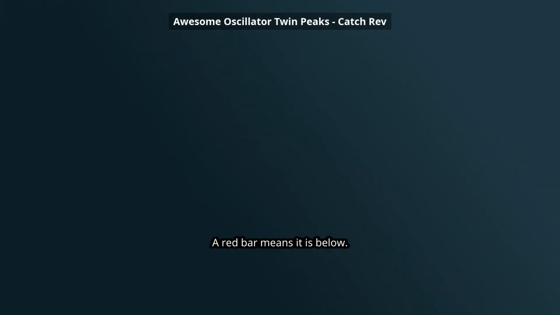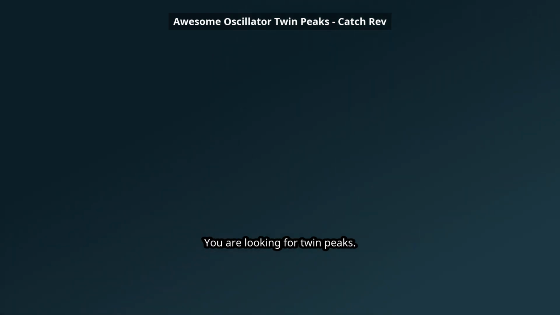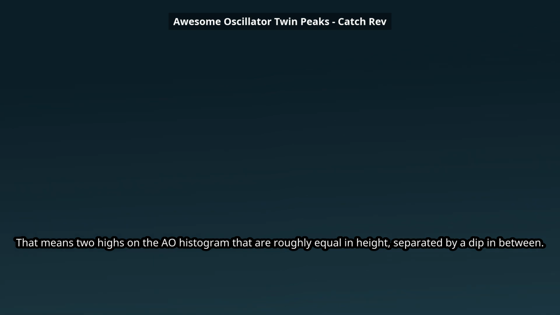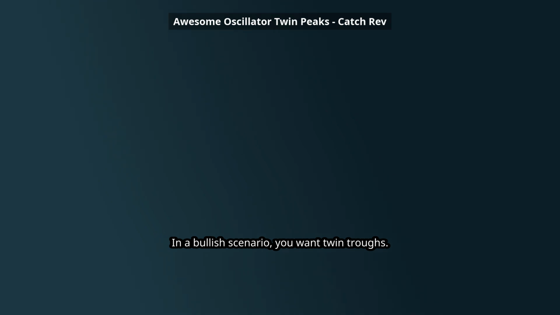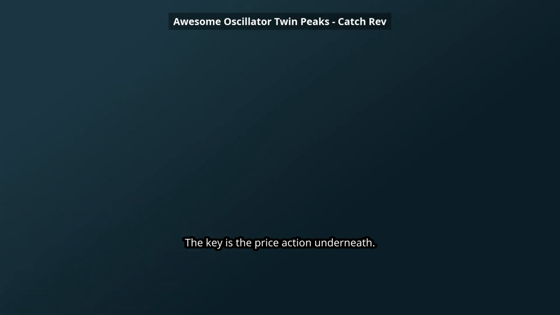Now the setup. You are looking for Twin Peaks. That means two highs on the AO histogram that are roughly equal in height, separated by a dip in between. In a bullish scenario, you want twin troughs. Two lows that look similar, with a bounce in the middle. The key is the price action underneath. If price makes a higher high, but the AO makes a lower high, that is bearish divergence. The momentum tells you buyers are exhausted.